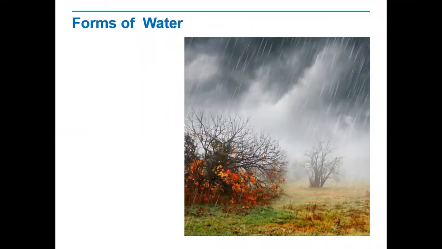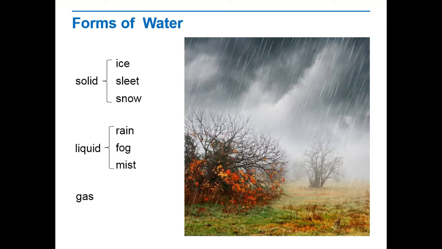Forms of water: solid, liquid, gas. So what are the forms of water? Solid, liquid, gas. Solid like ice, sleet, snow. Liquid like rain, fog, and mist. Gas like the water vapor.